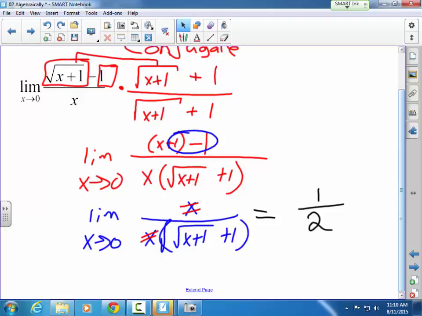Doesn't exist, so there's a hole. And what else? The function should be about how high or low? It should be at 1/2. That's right. It should be really close to 1/2.